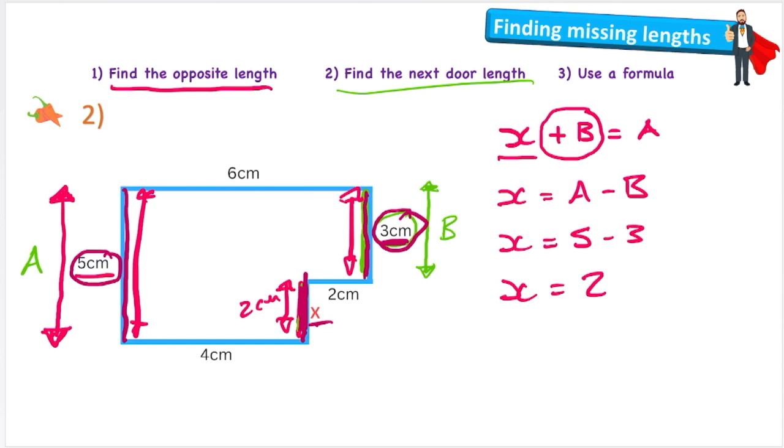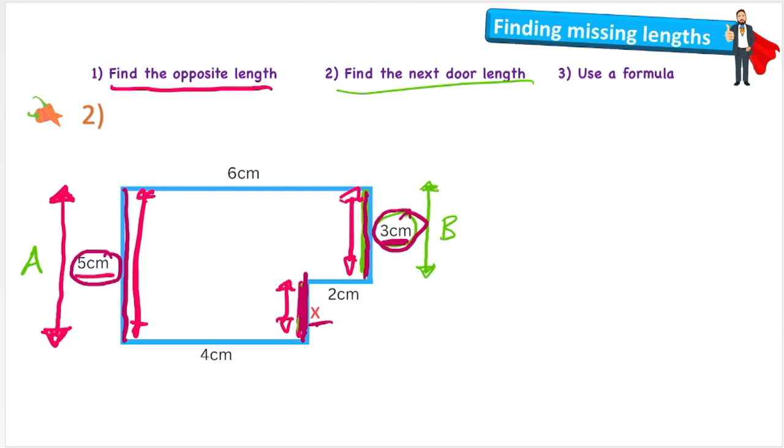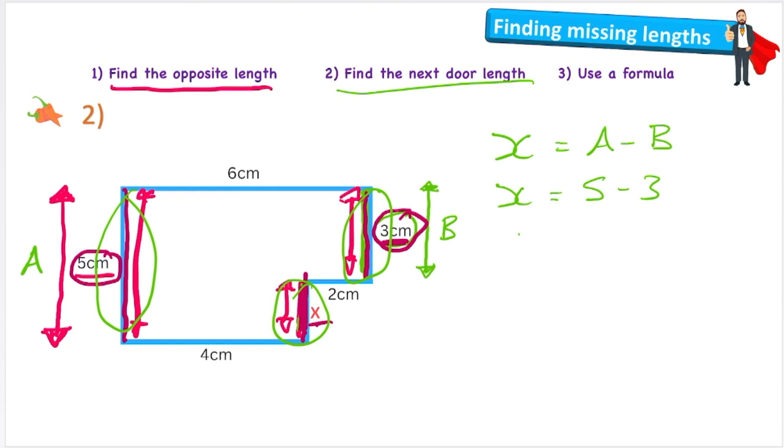Okay, but there is a quicker way if we're a bit more confident with inverse. We could go straight into putting x on its own, and I could say that x is equal to a subtract b. This requires a bit more inverse knowledge to understand that x, this small value, will be equal to the larger value subtract the other smaller value. So x equals a minus b, x equals 5 minus 3, x equals 2. One less step to do, a little bit quicker.